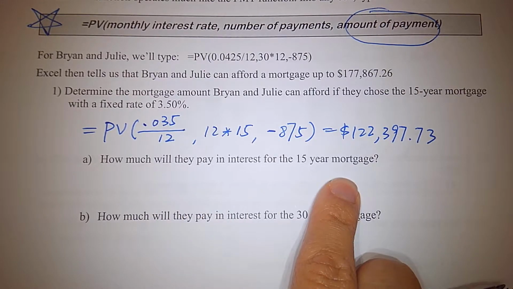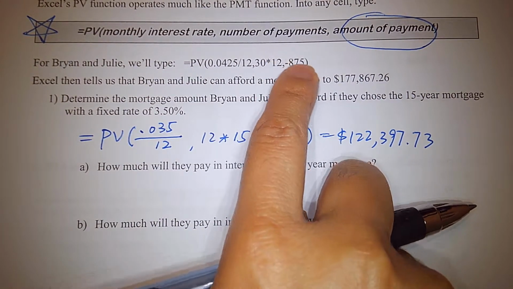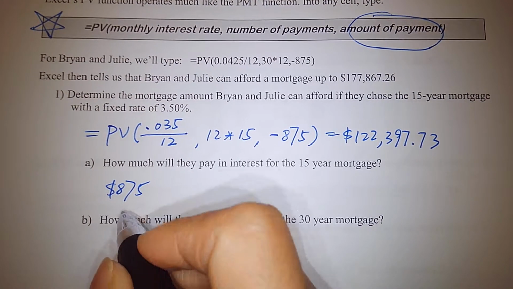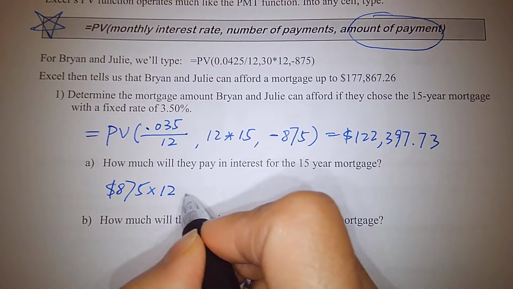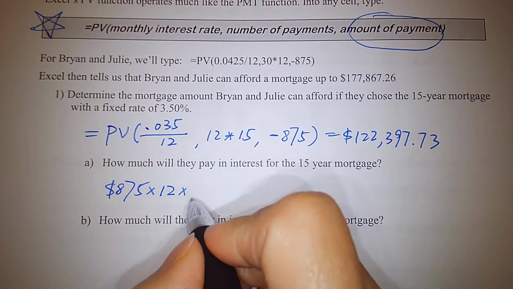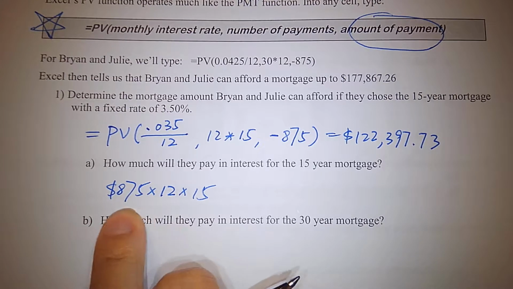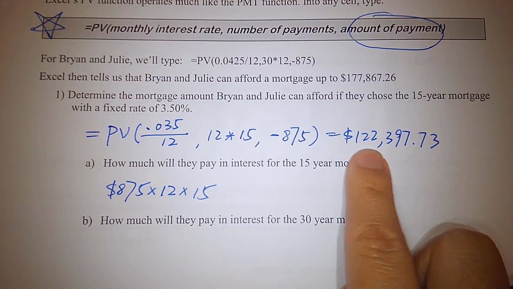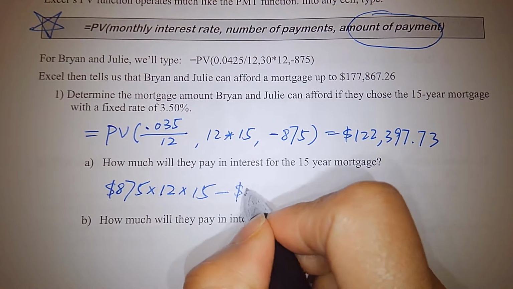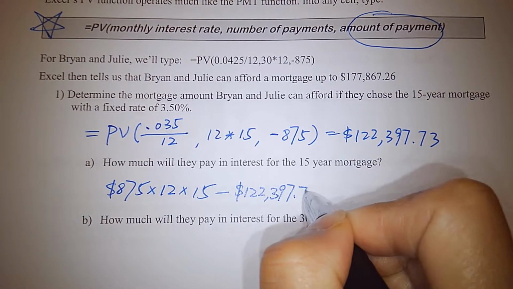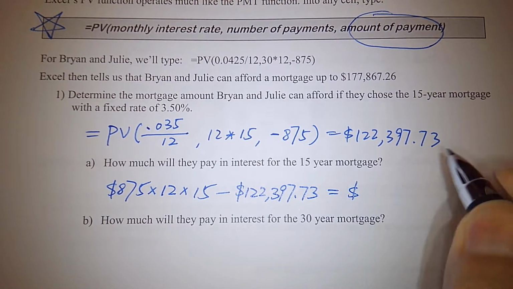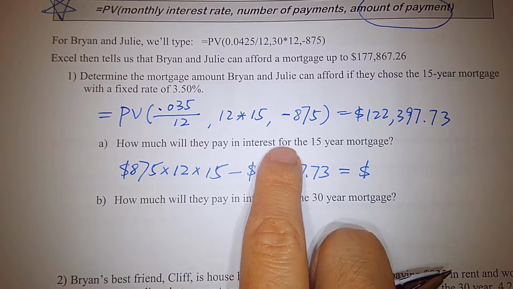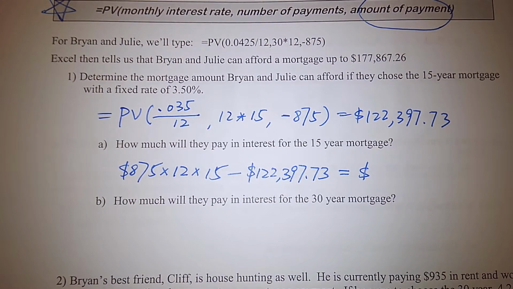How do you compute this? What is this monthly payment? Just like the question we did before. Each month they pay this, right? For 12 months, and then for 15 years. This will be the total amount of money they pay. However, they only borrow for how much? 122,397.73. So this result will be the interest that they pay for this 15-year mortgage.